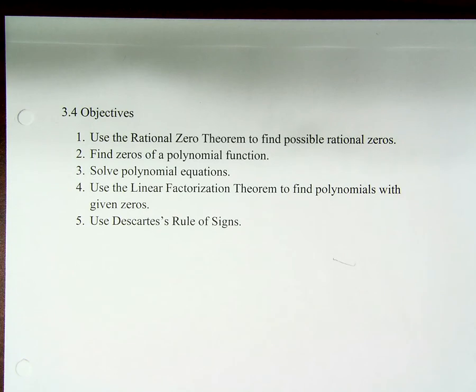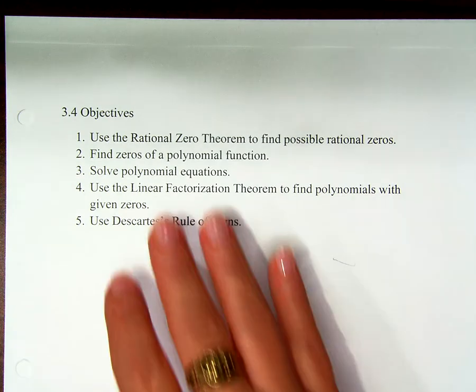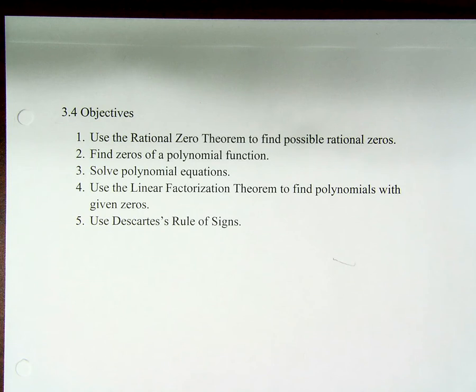Here are our objectives for today, 3.4. Number 1, use the rational zero theorem to find possible rational zeros. I call it the rational root theorem because that's what they call it in the Algebra 2 textbook, if you remember that at all. Number 2, find zeros of a polynomial function.